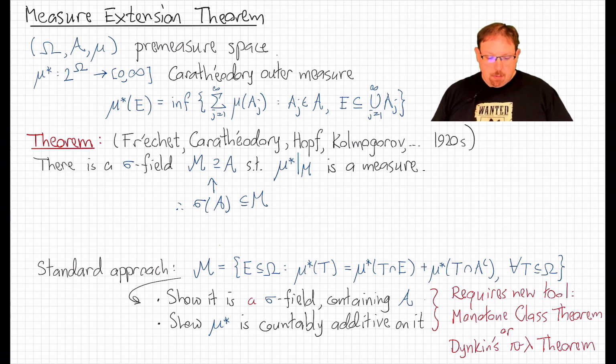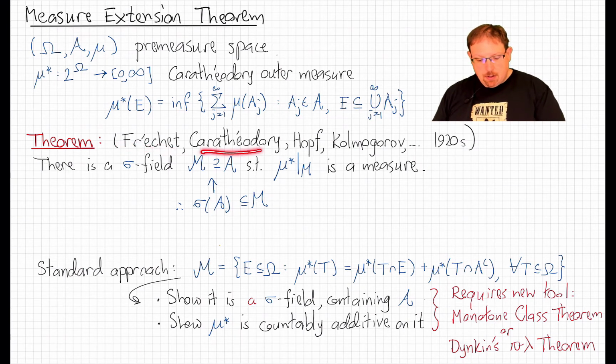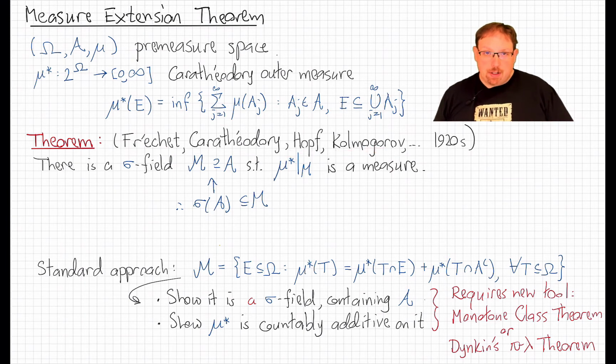Now, this theorem was proved first by Fréchet using ideas from Carathéodory. There was also some involvement and independent proofs by Hopf and Kolmogorov. You might find all of their names attached to it in various combinations in different textbooks. But all of the proofs in all of the textbooks follow the same standard outline.